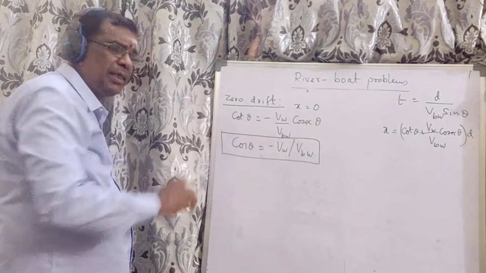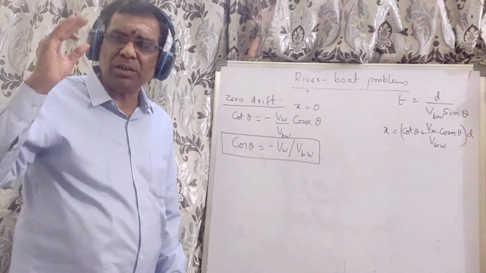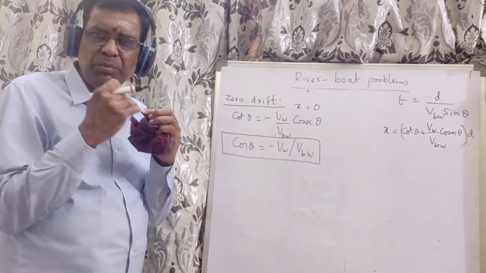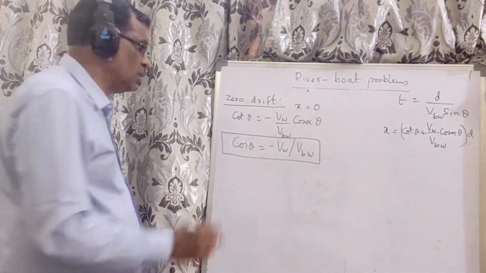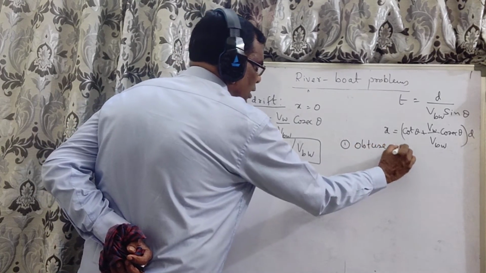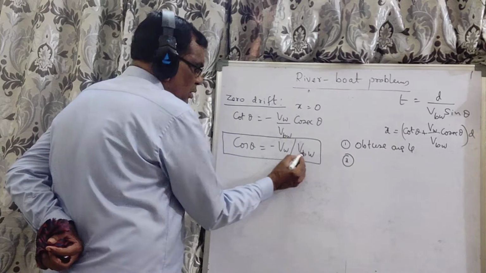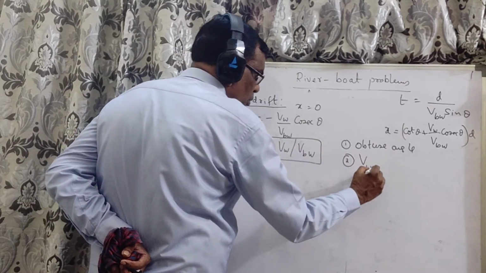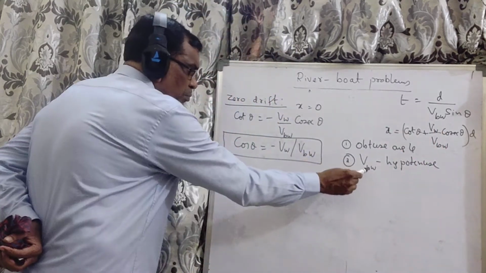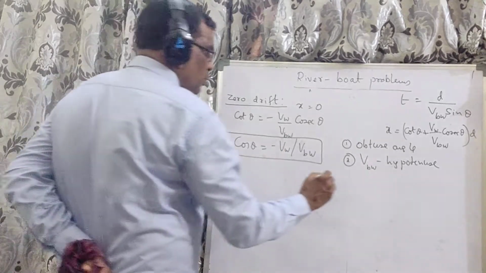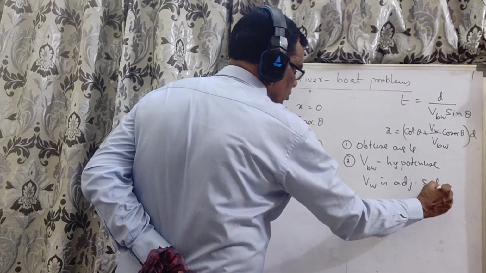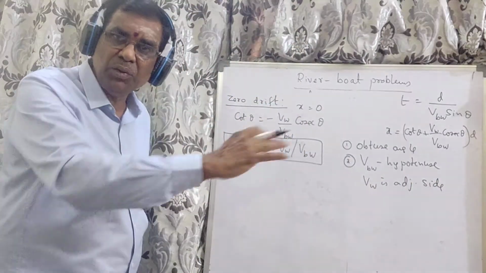The moment you get such an expression, immediate conclusion must be that the angle is obtuse, because cos theta negative means angle must be more than 90 degrees. Number one. Number two, so conclusions, obtuse angle, okay? Two, VBW is hypotenuse. That must be more than VW, and VW is adjacent side. That is how you have to understand.